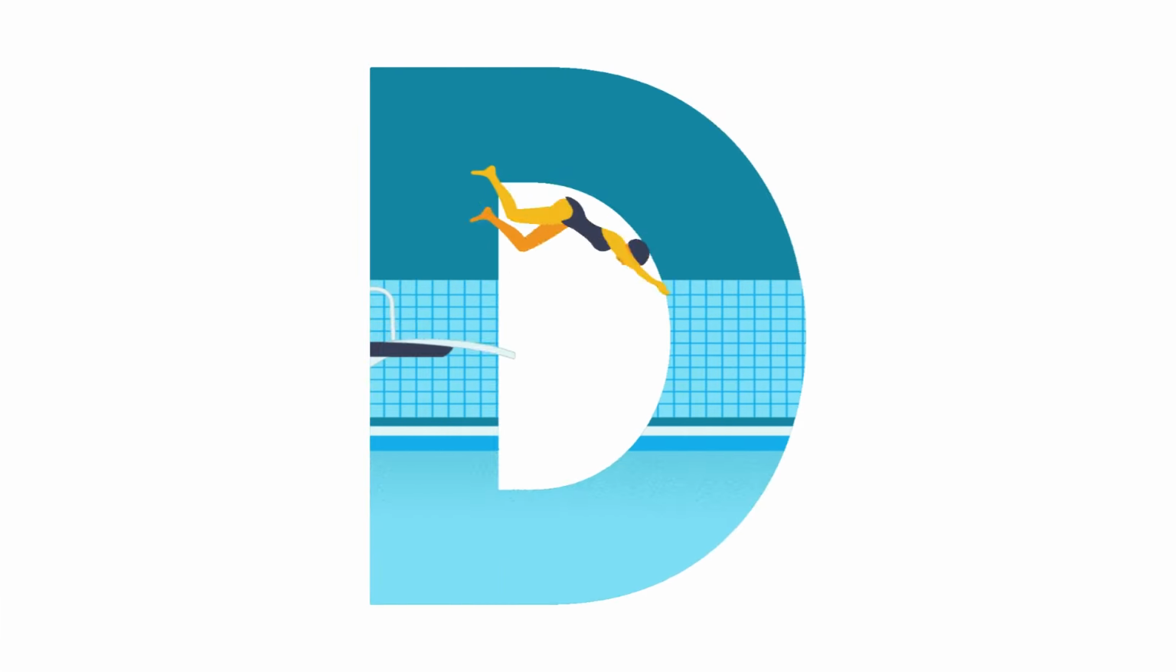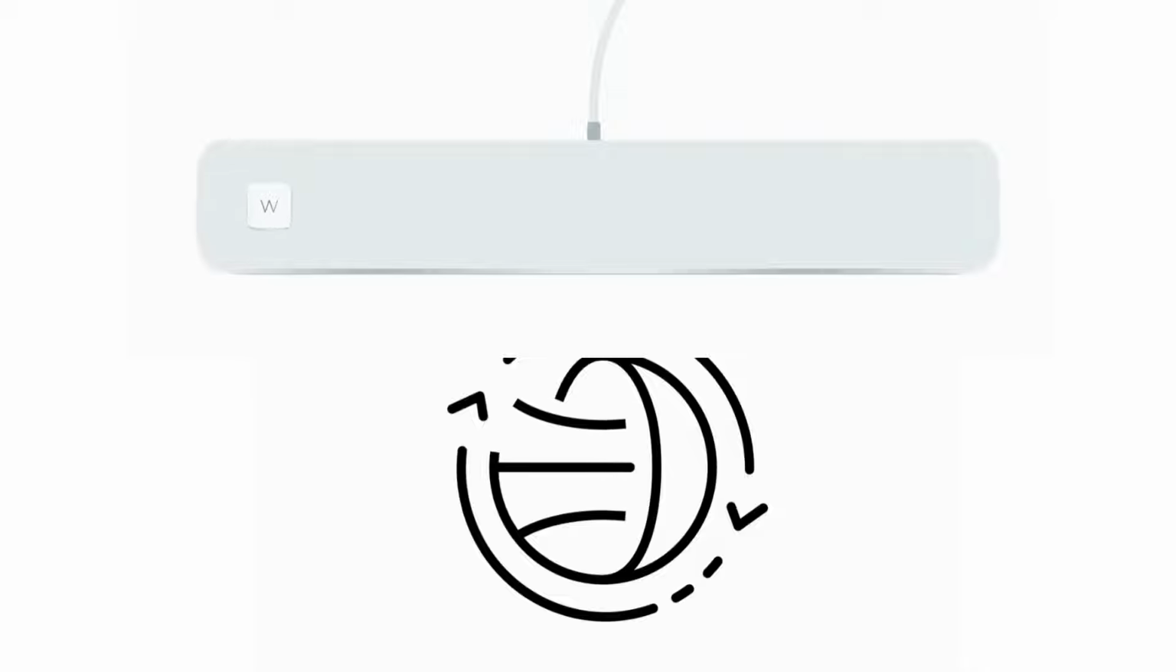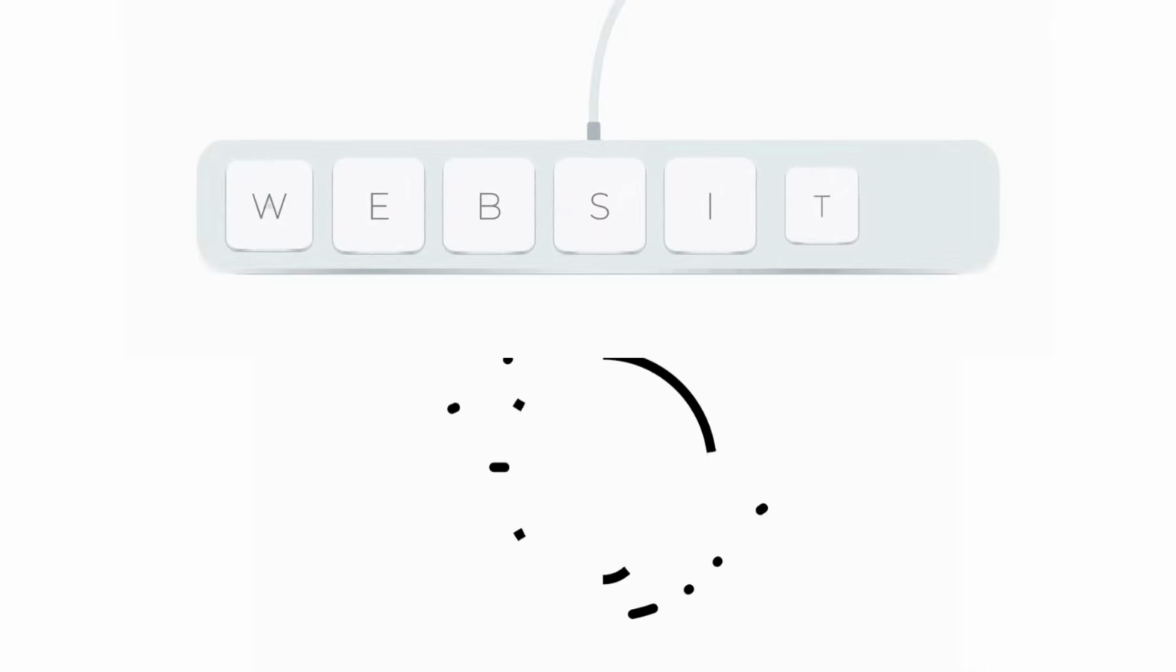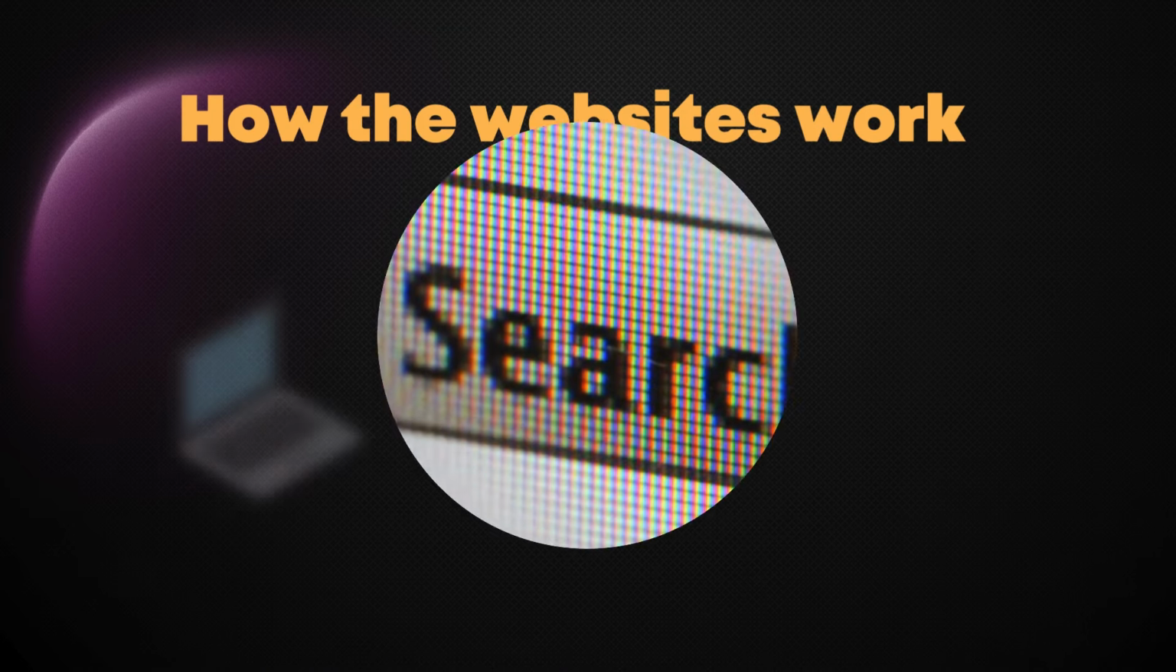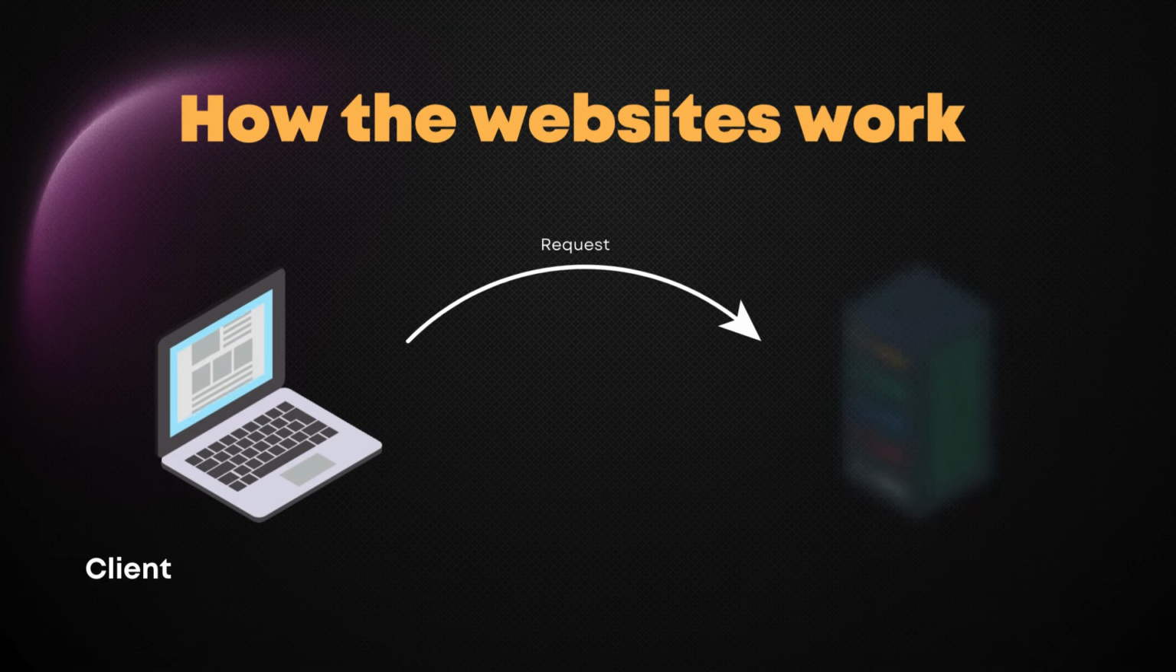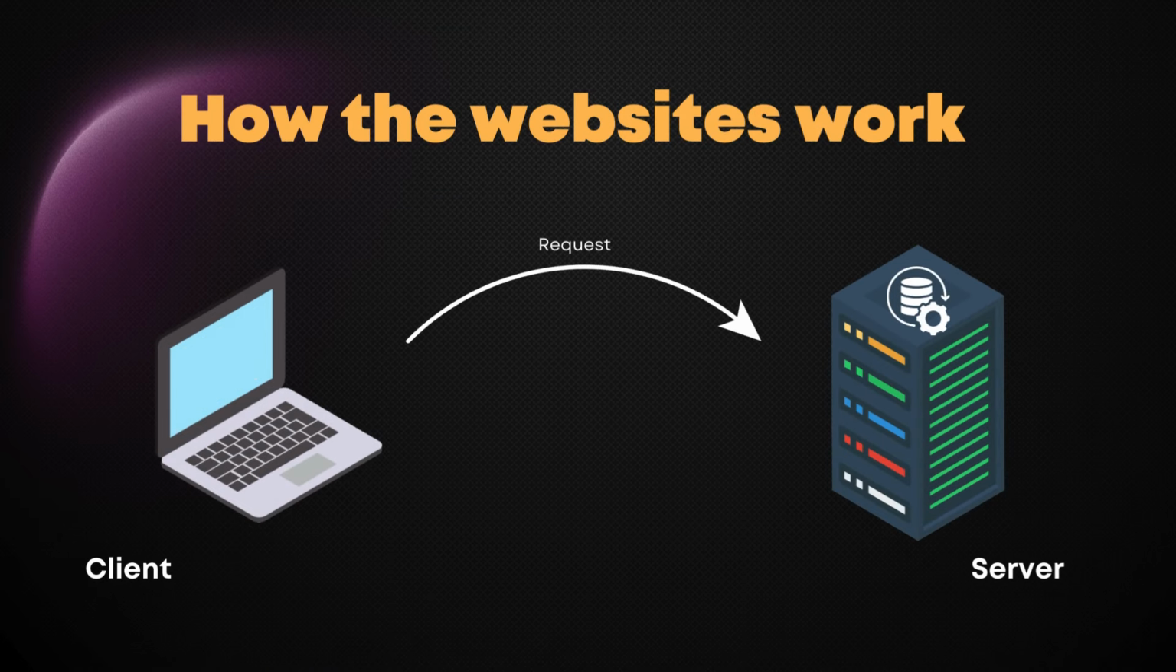Before we dive into the steps, we should know how the websites work and what are three major components of web development. Whenever you as a client type in a URL and hit enter, this action sets off a series of events. The browser sends a request to a server, which processes the request and sends back necessary data to display the website on your screen. Now you reach the website homepage.